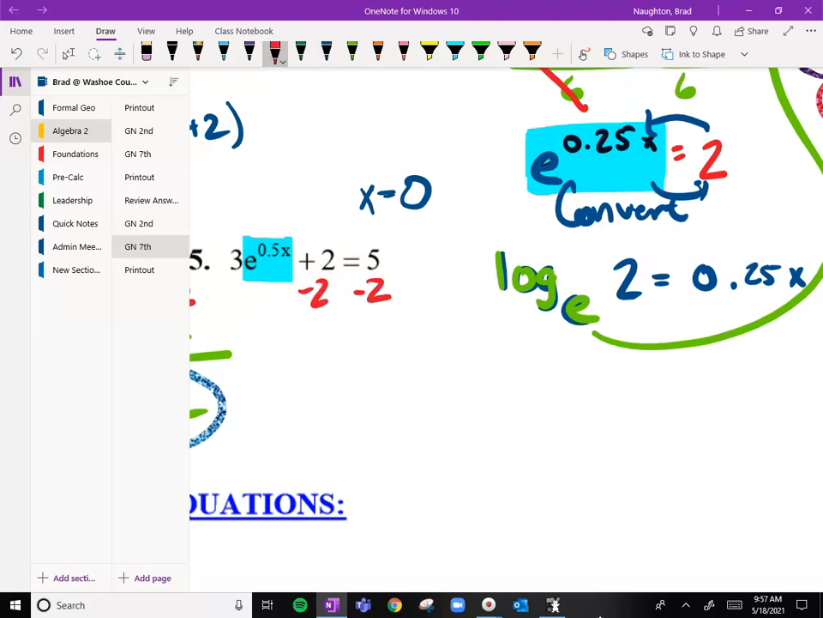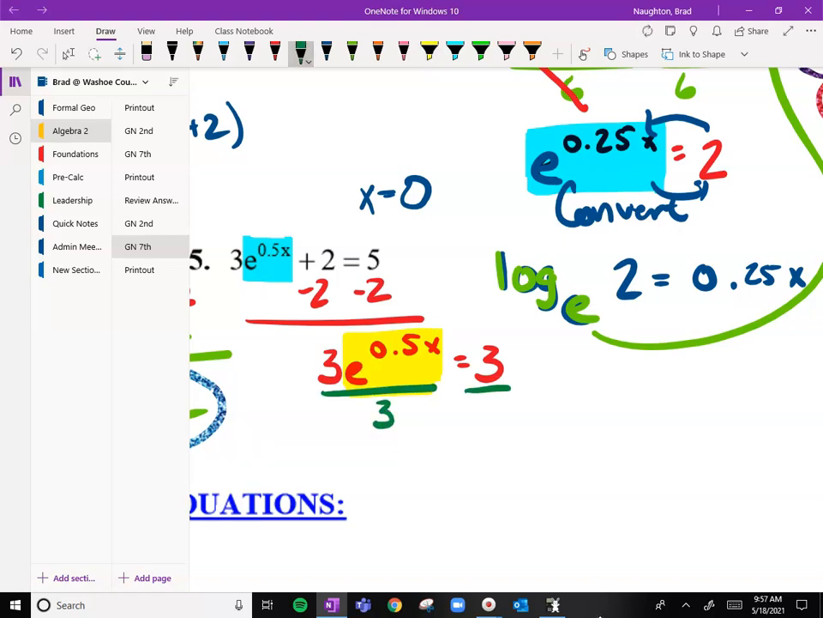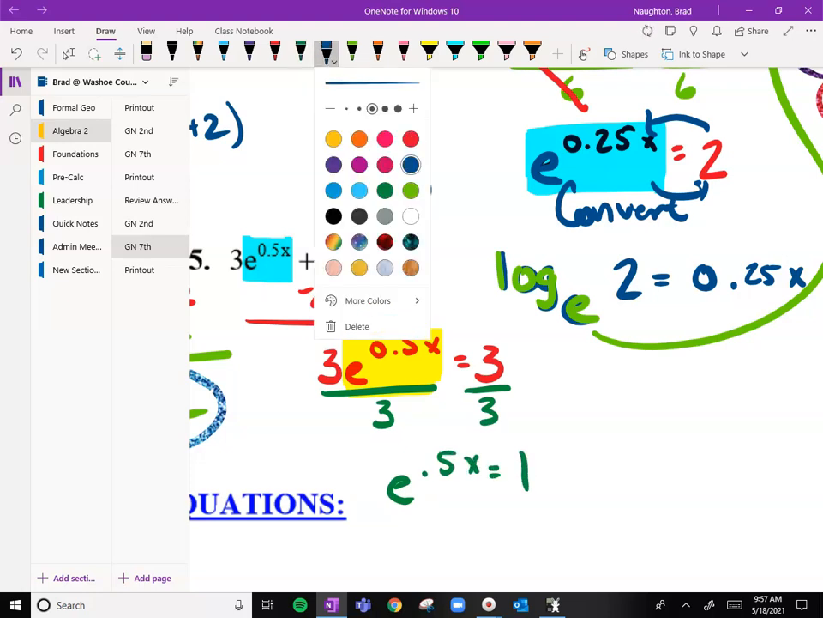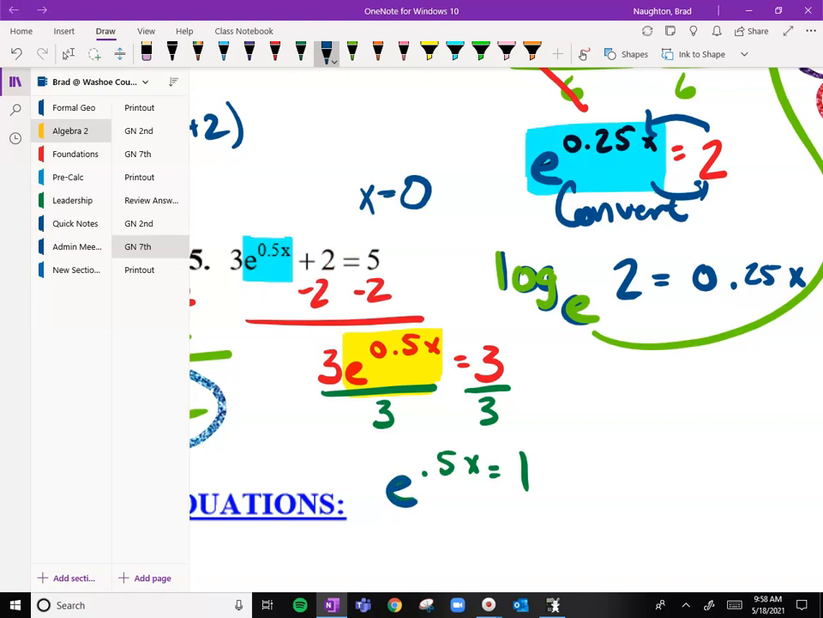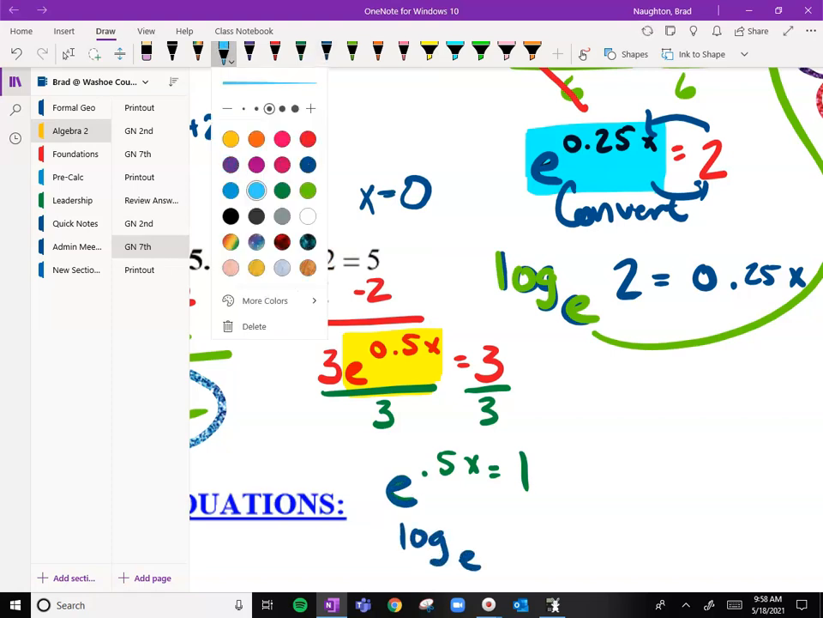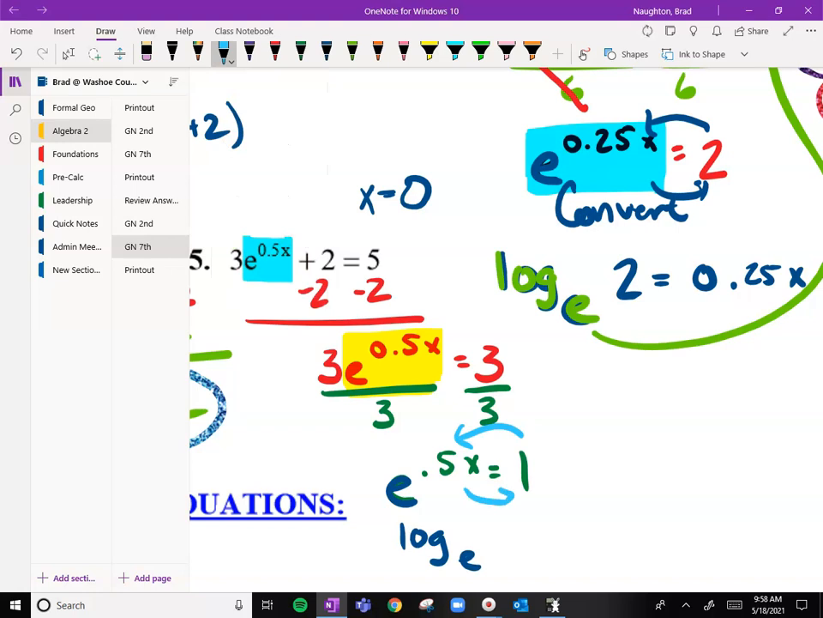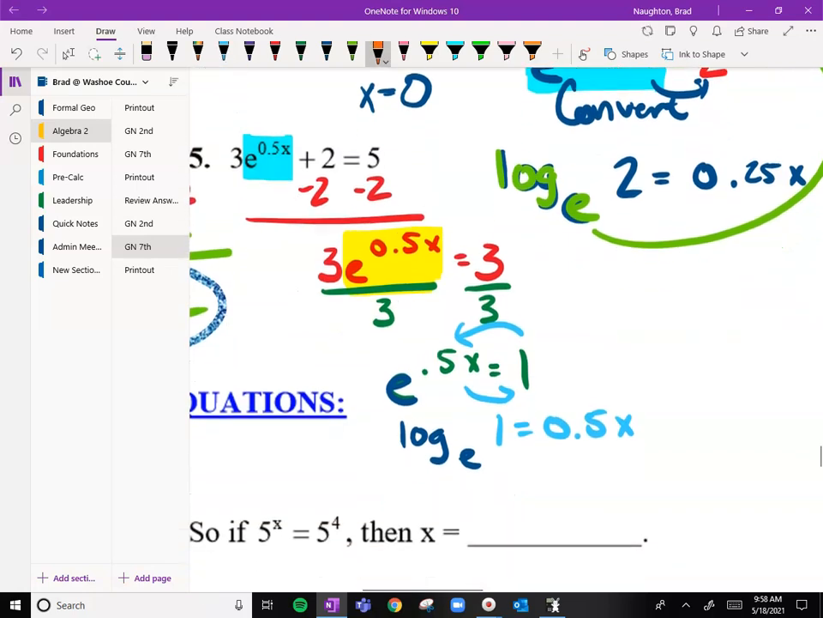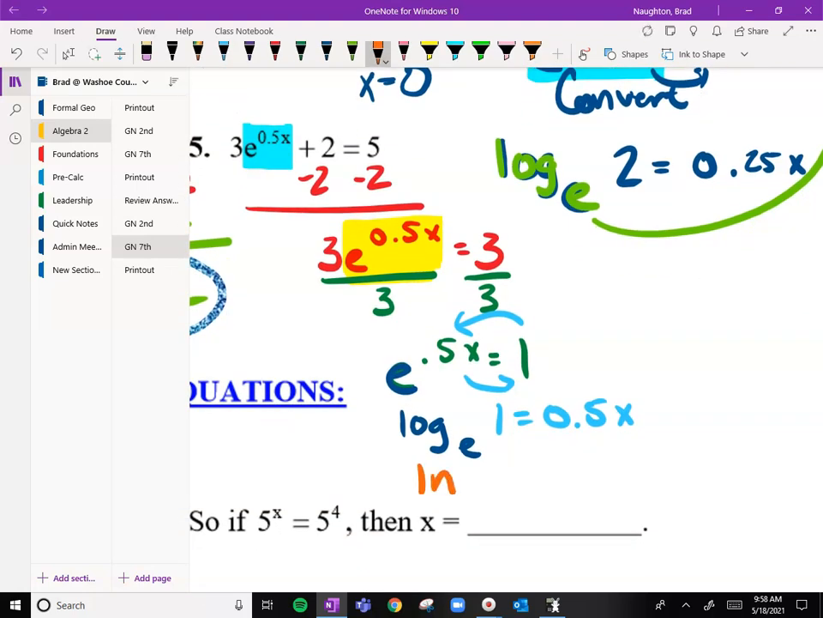So minus 2, because we're isolating. So I get 3e to the 0.5x is equal to 3. And I just want that e to be by itself. We're going to divide both sides by 3. So e to the 0.5x is equal to 1. Then I'm like, okay, so we're going to convert. So log base e, and these will flip-flop, of 1 is equal to 0.5x. So that's going to give us the ln, because log base e is ln of 1, is 0.5x.